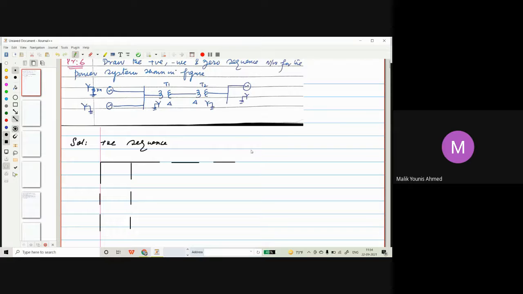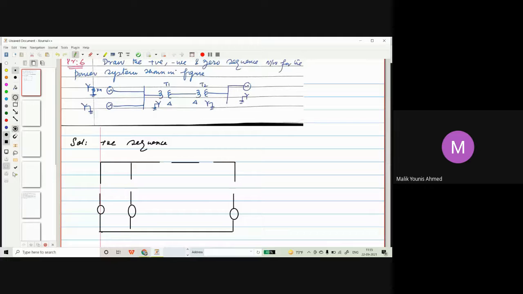And then again we have a generator. That generator will be represented by a voltage source and a reactance. I hope I have told you how to draw these positive sequence diagrams. Today we'll be doing some numericals so that you can refresh yourself. So I'll be drawing the voltage sources now. I have a voltage source here, here, and here.